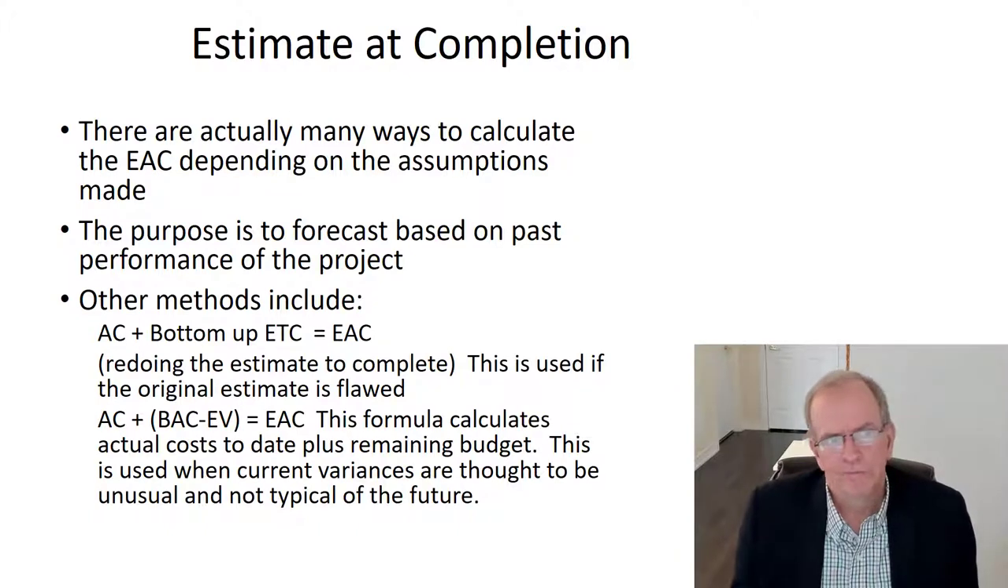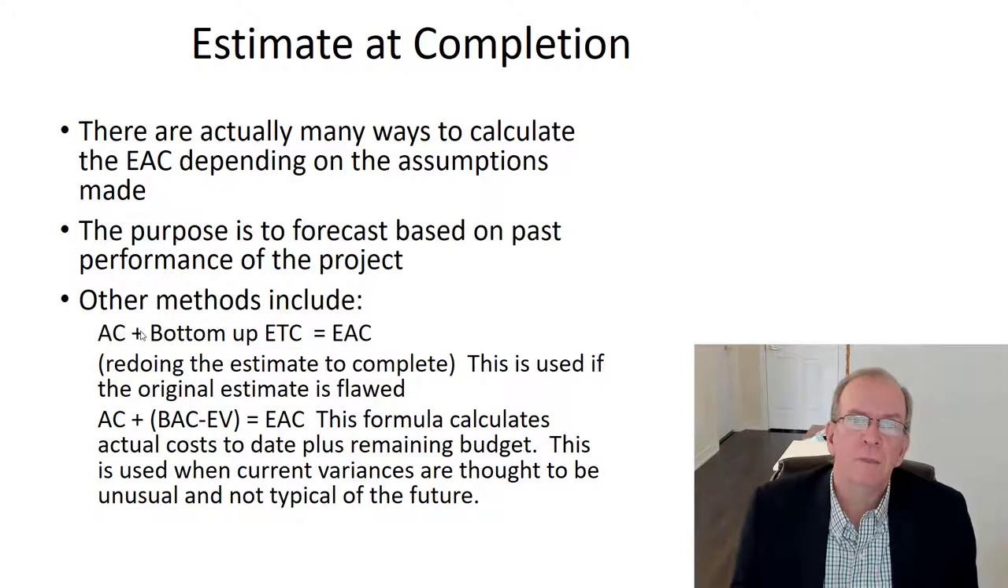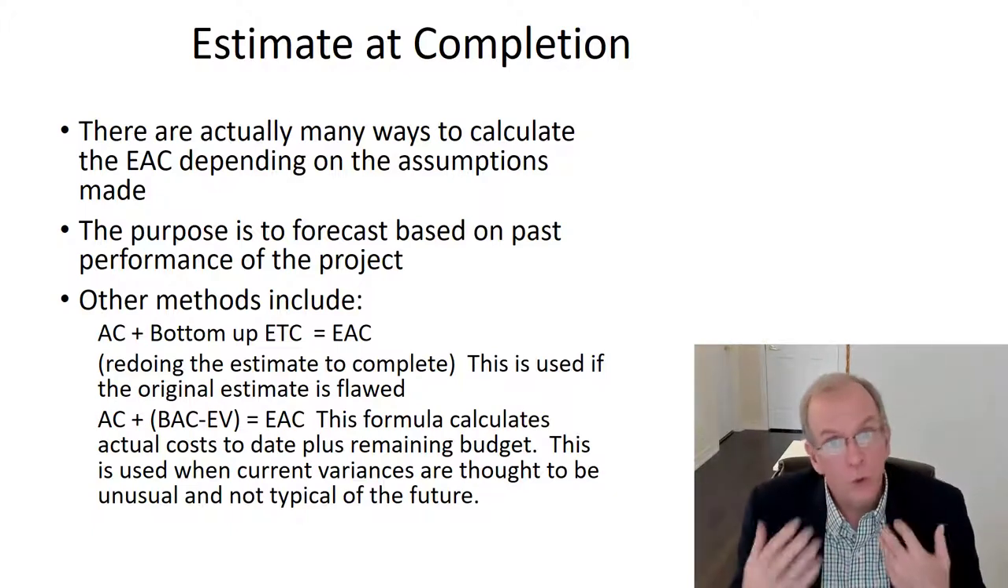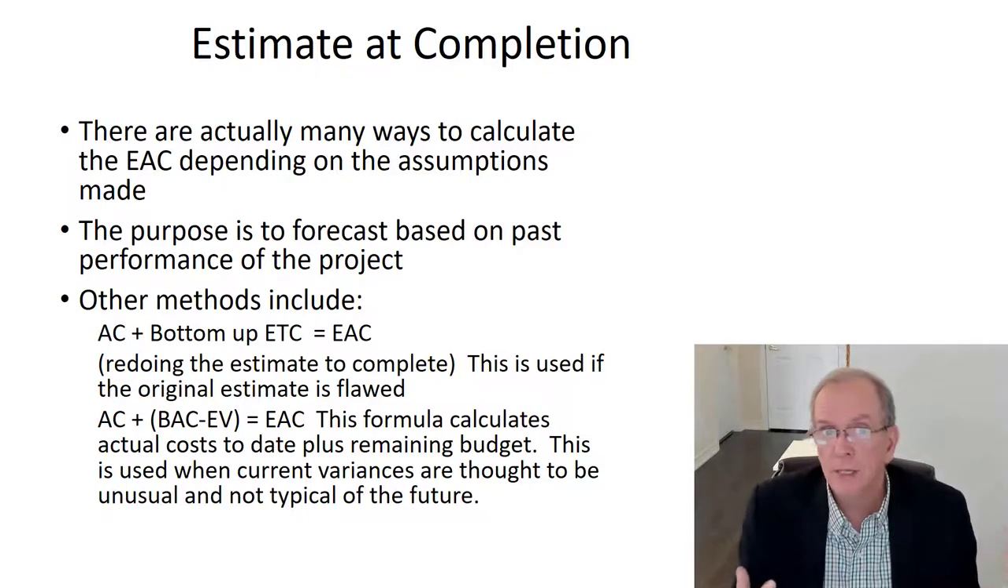All right, there we go. I forgot I put this in. There are actually many ways to calculate it. Other methods include actual cost plus bottom up ETC, estimate to complete. That means you've done your actual costs up to the status date, and now you're re-estimating the rest of the project. You're taking into account things that you can't do anything about, but you now know this. Maybe the estimate was bad to begin with, but this would definitely give you an estimate at completion.